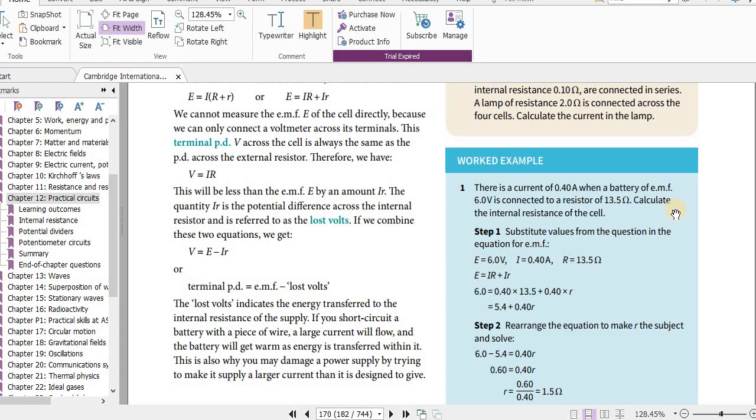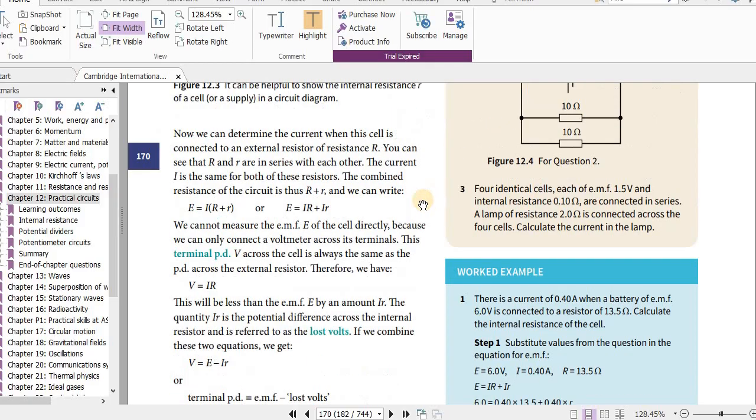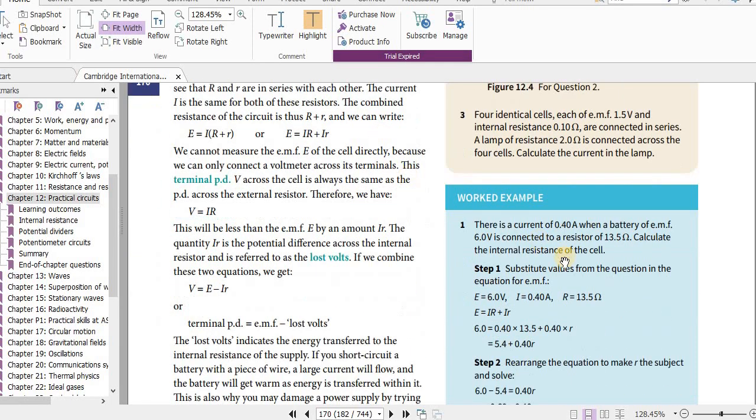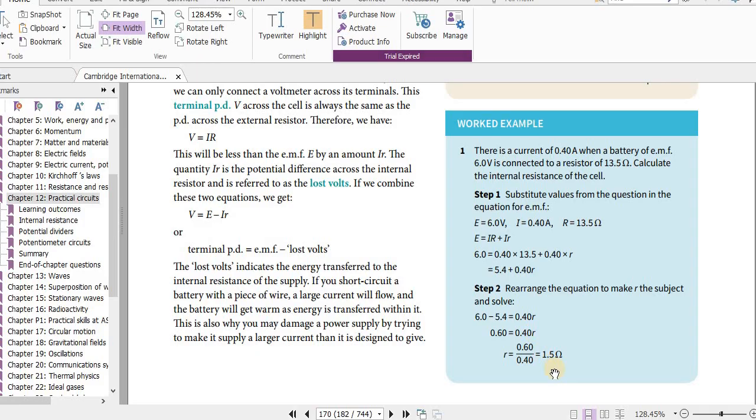First we can write down the quantities. The EMF of the cell is 6.0 volts. The current is 0.40 amperes. R, the resistance of the external resistor, that is the resistor outside the battery, which is connected to the battery, has a value of 13.5 ohms. Now simple, you can use this equation and find simple R. You will get 1.5 ohms.